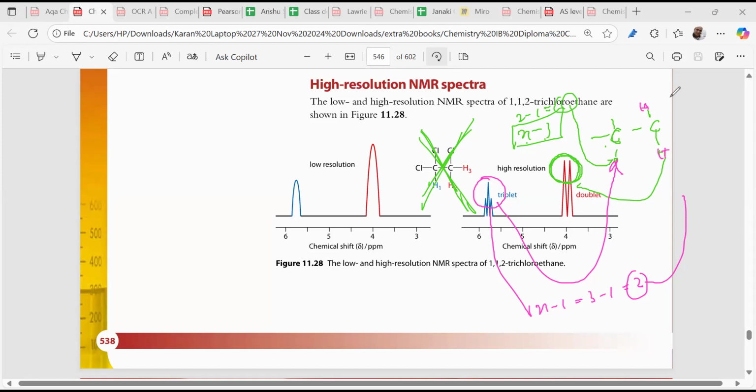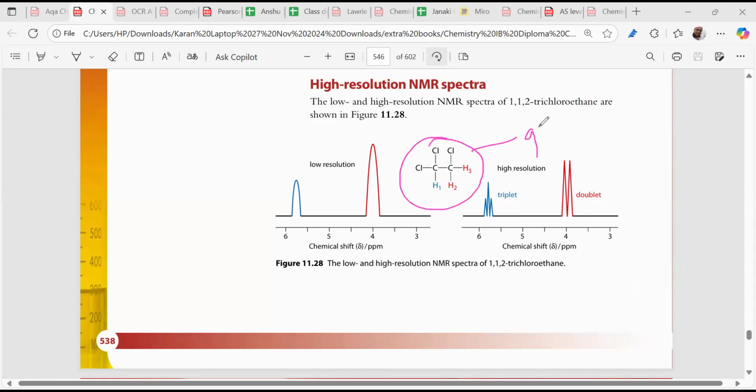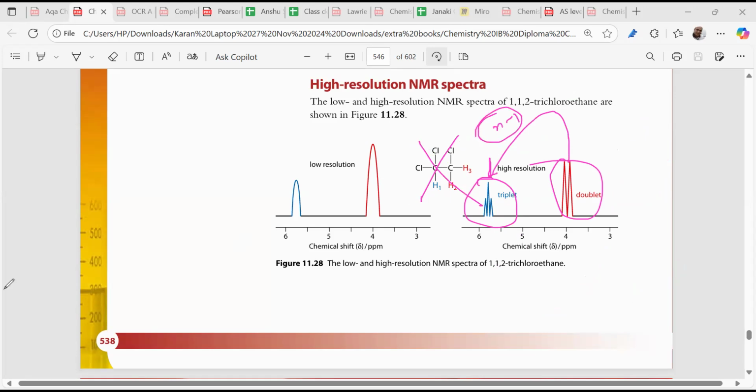Depending upon the amount of splitting, we can predict the number of hydrogen environments. Both ways I told you: if you have the molecule, we can draw the graph by n+1. If we have the graph and not the molecule, we can find out the next carbon's hydrogens by the n-1 principle. Done this part?